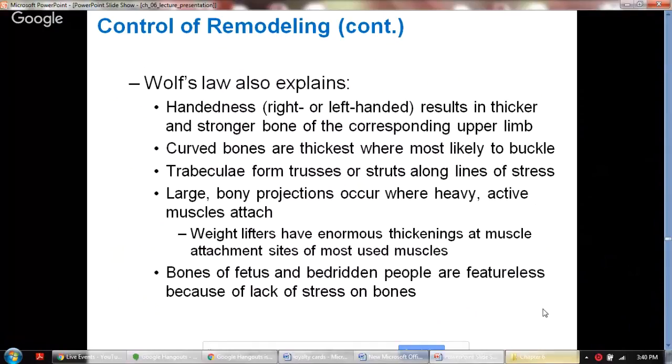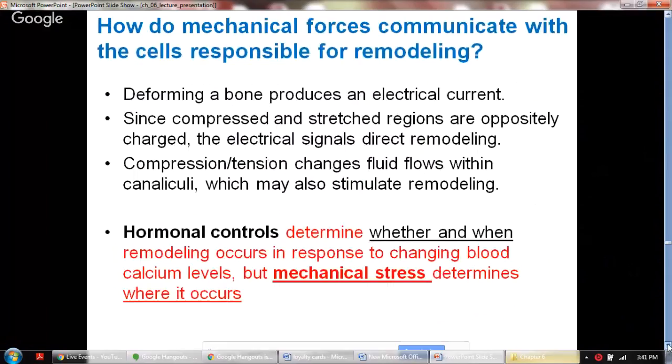And large bony projections occur where heavy active muscles are attached. That's why weightlifters have enormous thickenings at the muscle attachment sites. And the bones of the fetus are very featureless, because their bones do not get much stress. If they're bedridden, or in the fetus, you don't get much weight onto your bones.